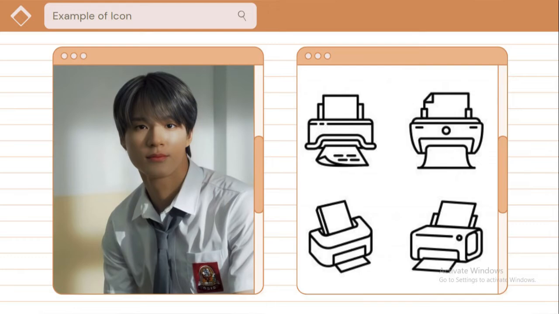So let's take a look at the examples. Right here, I have two examples of icon. The first one is a picture of someone. So a picture of your face is an icon of you. And here I have a picture of Geno from NCT Dream, which is an icon of Geno. Another example, I have a picture or an icon of a printer. So this picture of a printer on your computer screen is an icon for the print function.